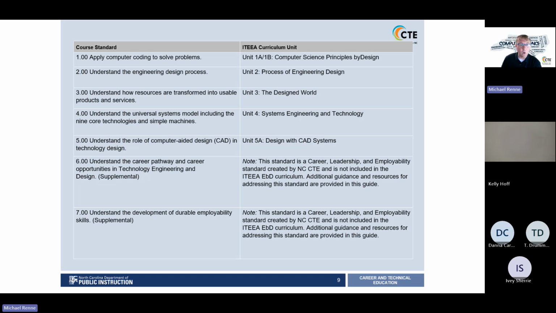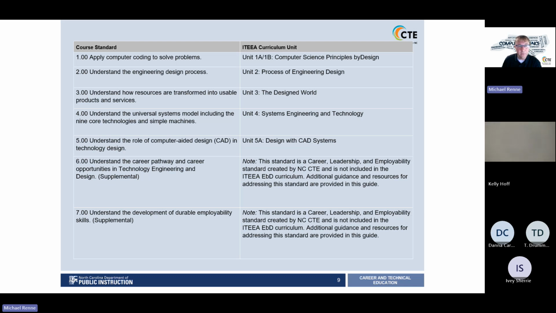And then you'll notice Unit 1 is where we get into computer science. This course is one of those courses that counts for the computer science high school graduation requirement. So the computer science piece is in there. And then students get into the process of engineering. They get into different types of engineering and how products and services are designed using engineering. They look at the 9 core technologies. They look at simple machines, and then they do a little bit of CAD. And that's the course in a nutshell right there.